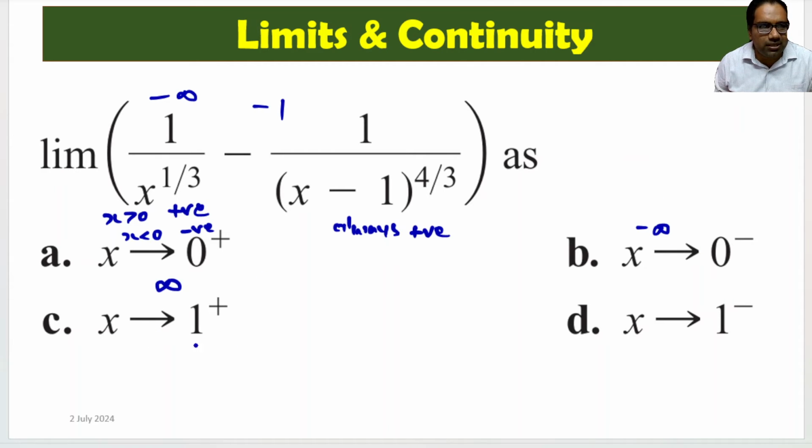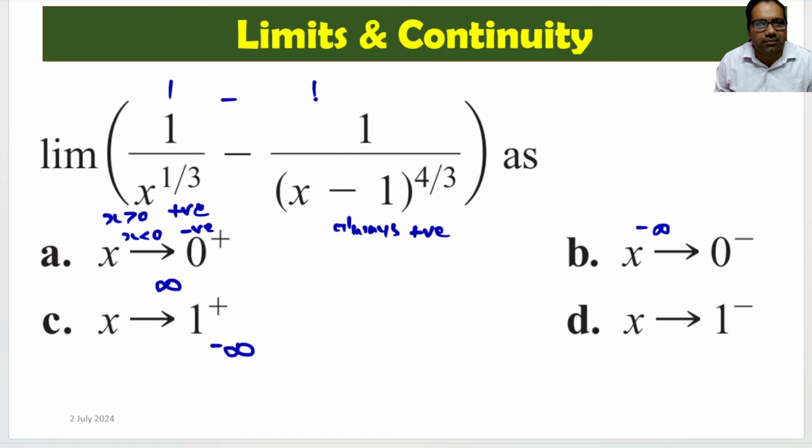What happens to the limit as x tends to 1 plus? Here, x is equal to 1. So 1 by 1 power 1 by 3 minus 1 by roughly 0.000 something, and this power 4 by 3 is still always positive. So 1 by 1 plus 0, 1 by 0 kind of thing, this becomes 1 minus infinity, which is equal to minus infinity.